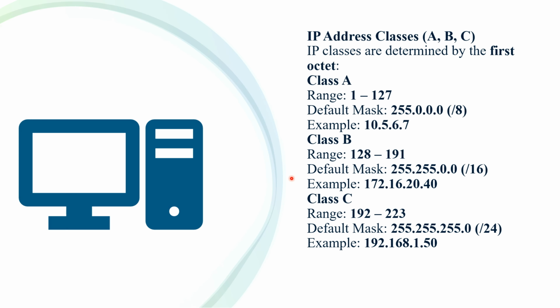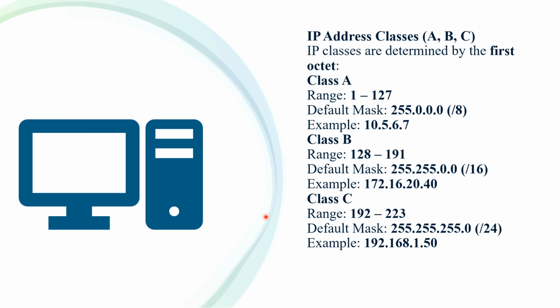And now class B. The range of class B is between 128 up to 191, and the default mask of class B is 255.255 and the rest 0. And it has 16 ones in its structure. This is an example of class B, as we see that it is more than 127 and less than 191. The range of class B starts from 128 and ends on 191.